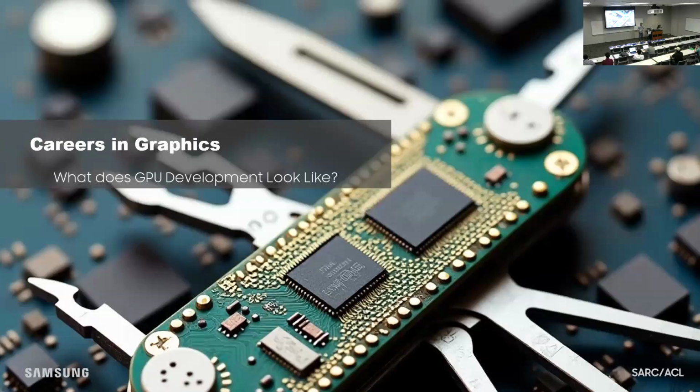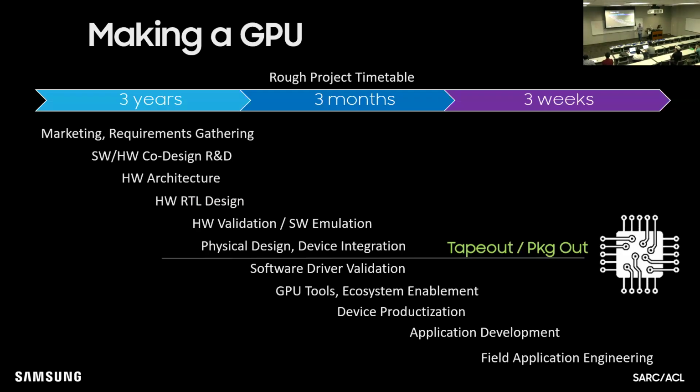Okay, careers, I'm almost done. You guys have been very patient. So in the process of making a GPU, we are always kind of 3 years into the future thinking. Right now we're planning for 2028 and 2029.